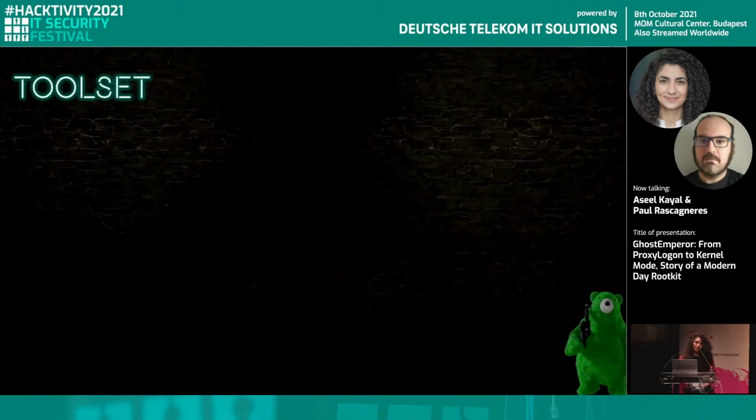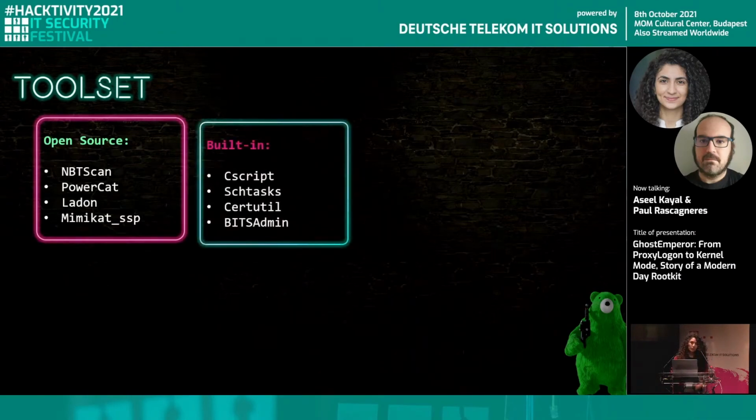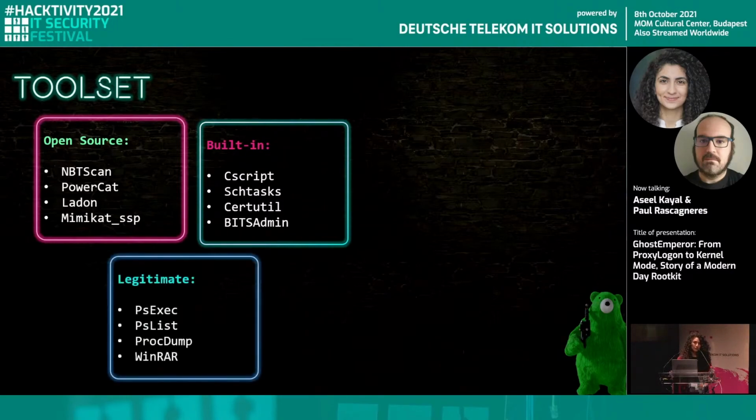And after a successful infection, the attackers used multiple tools to spread further in the victim network and to collect more information about the system itself. They used a lot of open source tools, for example, NBTscan or PowerCat, which is a PowerShell version of Netcat. They also used some Windows built-in tools to communicate with the C2 server, again in a kind of stealthy way, like bitsadmin or certutil. And lastly, they used legitimate tools that are part of the Sysinternals suite, and they also used WinRAR to compress and exfiltrate some of the files that they were interested in.